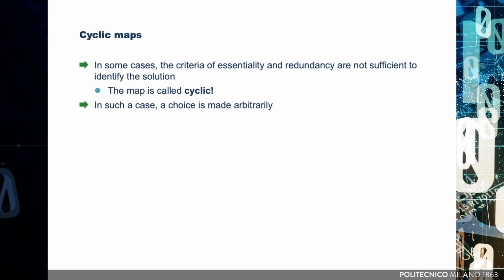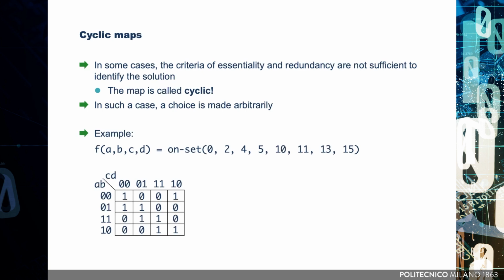Sometimes the criteria of essentiality and redundancy that we studied do not allow us to identify a solution on the map. Such a map is called cyclic. In this case, we proceed arbitrarily. Let's clarify the case with an example. We show all the prime implicants. We can notice that no choice can be made. So we arbitrarily choose the first prime implicant in the top left, shown in orange. Then, in cascade, we choose all the other implicants shown in orange, while the ones in green have become redundant. We list the resulting expression on the right.